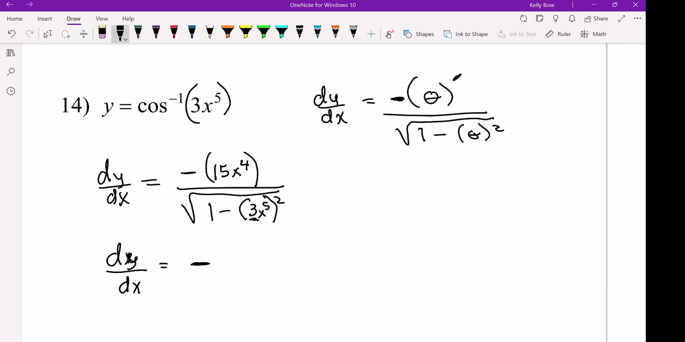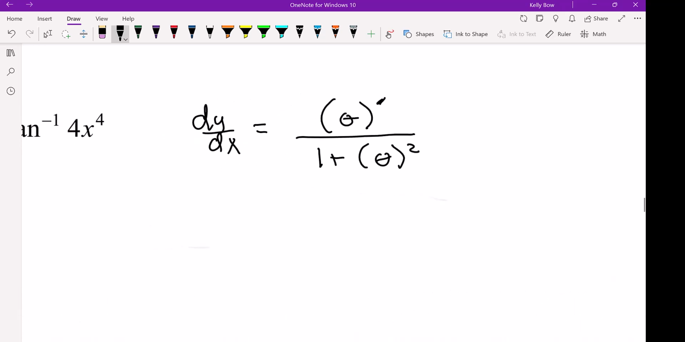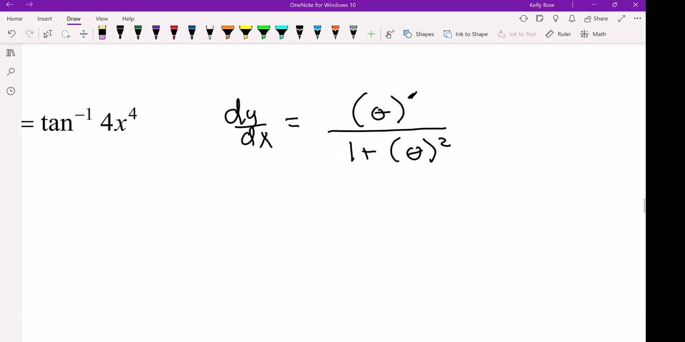So negative sign up front, 15x to the fourth over 1 subtract 9x to the 10th. Okay, so that's cosine. I'm not going to do, at least in this video, the inverse of cosecant, secant, or cotangent.